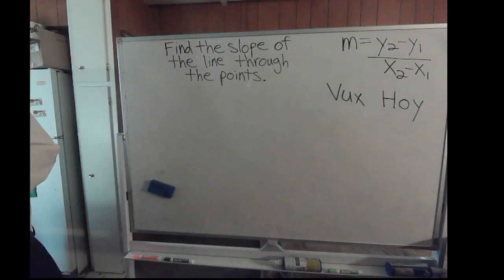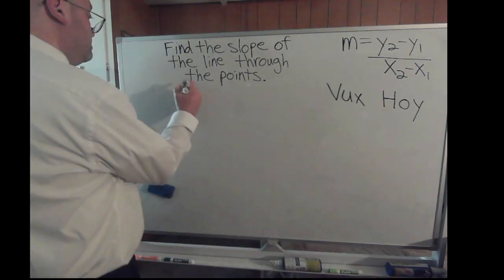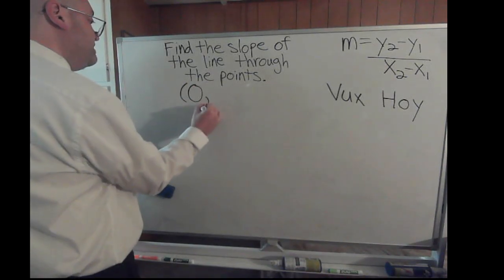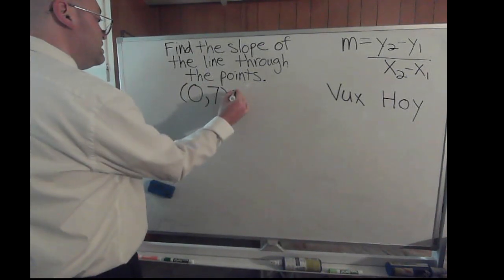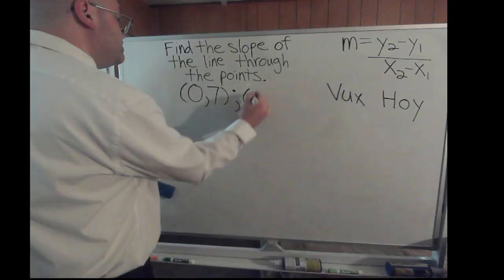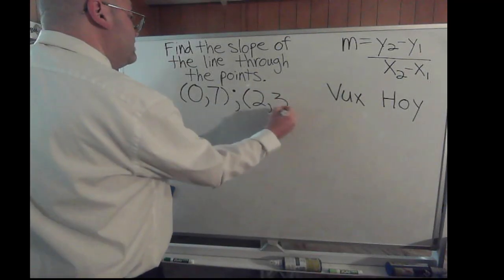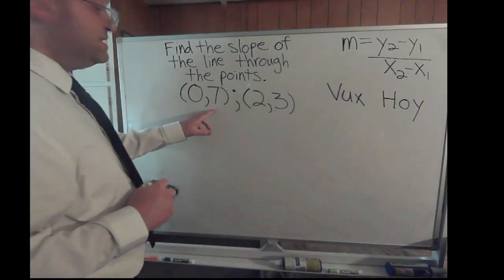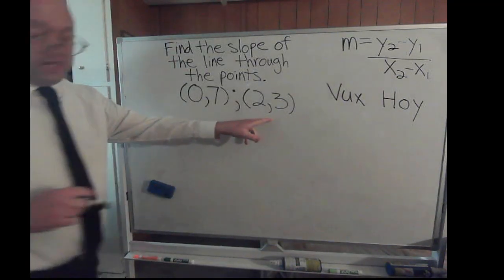Alright, how about we have the points 0, 7 as well as 2, 3. So we want to find the slope of the line going through the points 0, 7 and 2, 3.